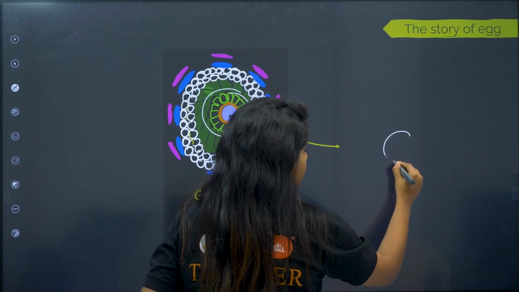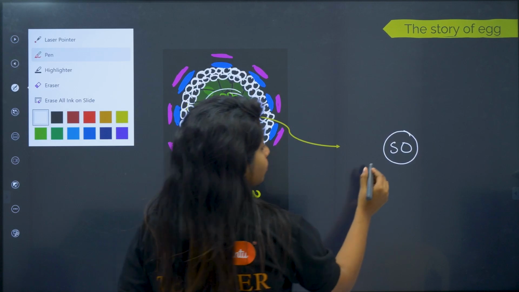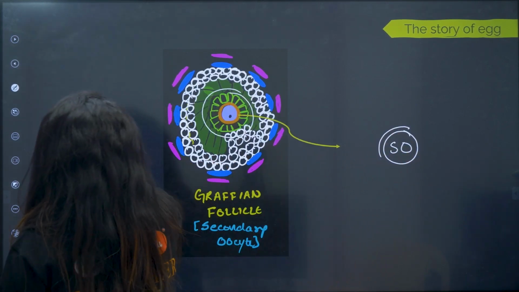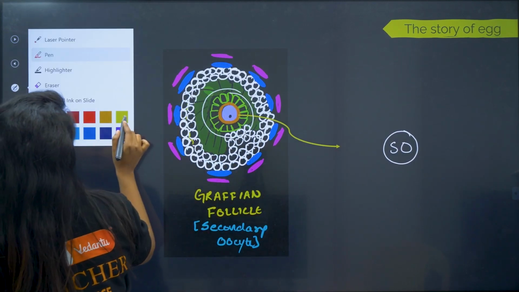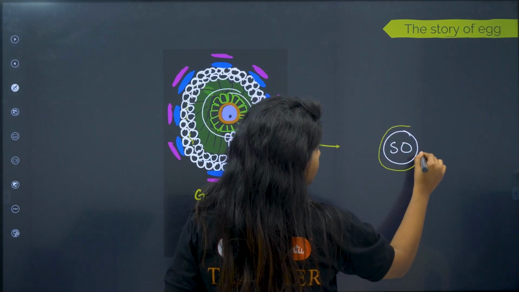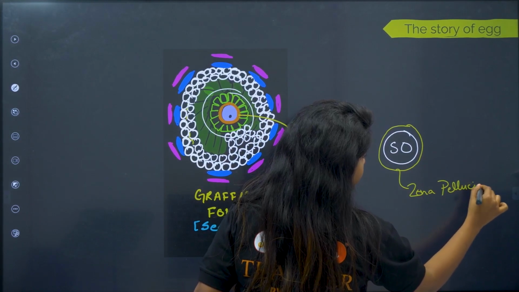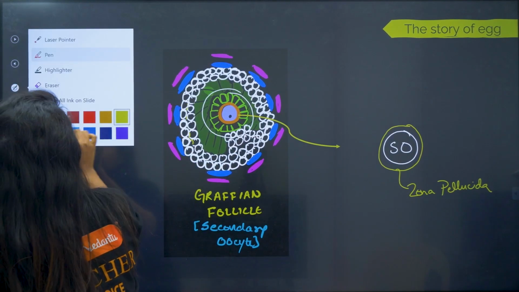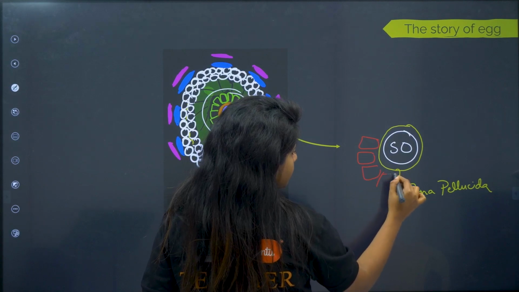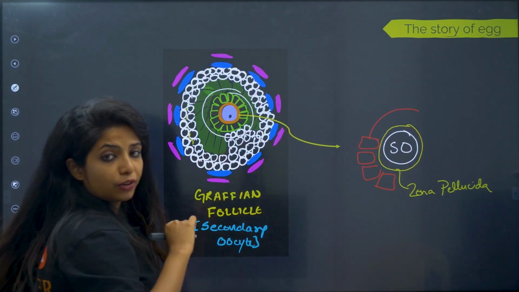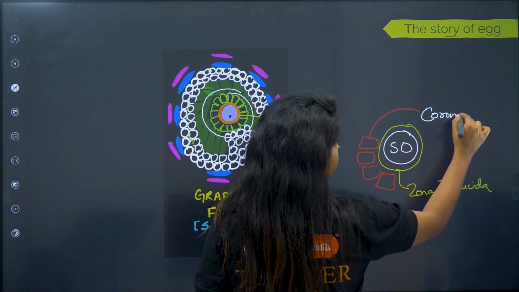So basically what all do we have, children? We have the secondary oocyte, so I am writing. Outside that, what do we have? Outside this, we have the zona pellucida. Outside the zona pellucida, what do we have, children? Again, there should be something very important. This particular thing that you see over here, the elongated ones, are you able to see? It is known as the corona radiata.